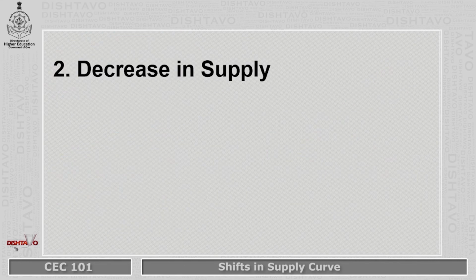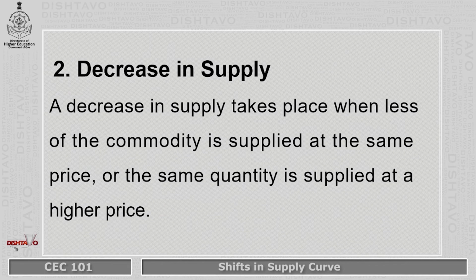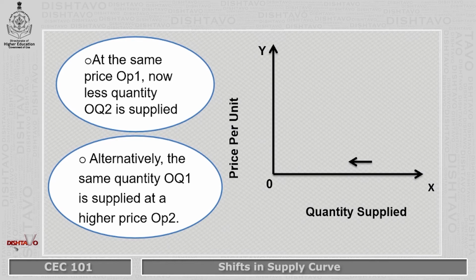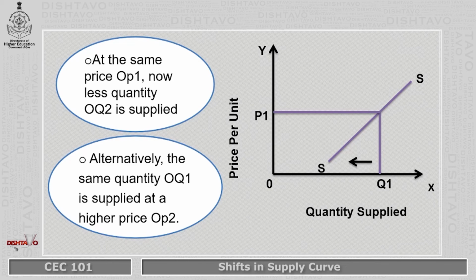Okay students, now we will see what is decrease in supply. Decrease in supply takes place when less of the commodity is supplied at the same price or the same quantity is supplied at a higher price. So decrease in supply can be explained with the help of a diagram. On x-axis we measure quantity supplied, on y-axis we measure price per unit. The initial supply curve is SS1. The price for the commodity is OP1 and the quantity supplied is OQ1.